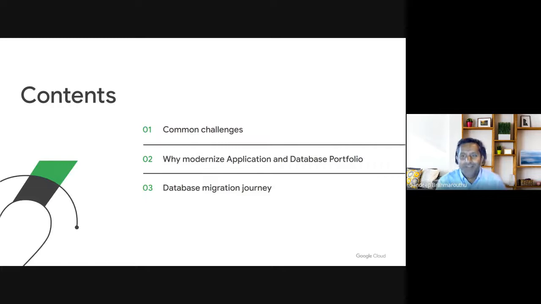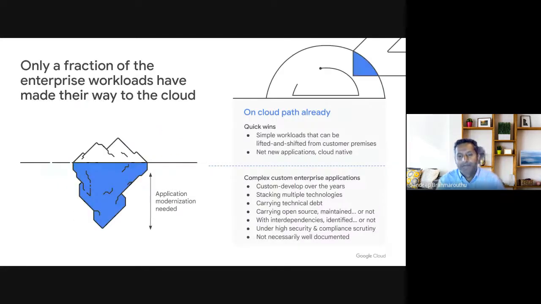So we'll talk about three main things in today's session. The first topic we'll talk about is common challenges customers face when thinking about databases and application modernization. We'll briefly touch on why customers are looking to modernize their database and application portfolio. And lastly, we're going to spend a fair amount of time talking about the database migration journey and the framework to really think about and help aid you as you're thinking about your migration journeys. So let's get into it.